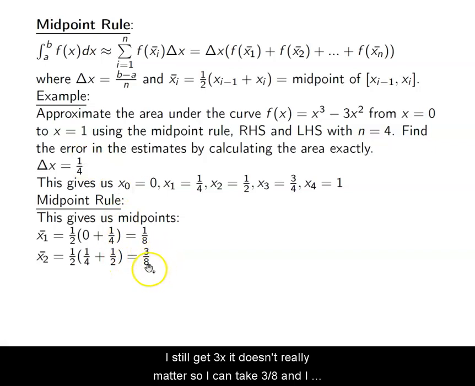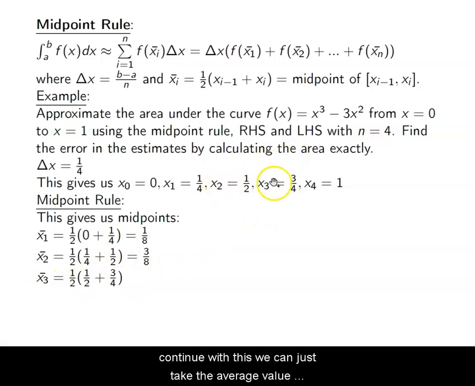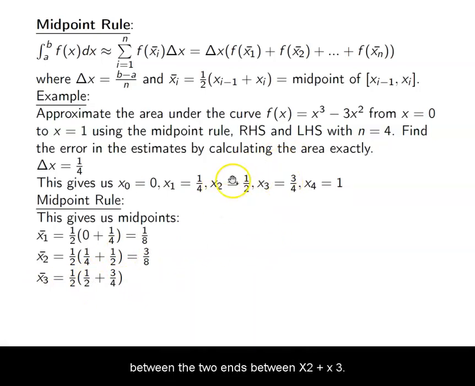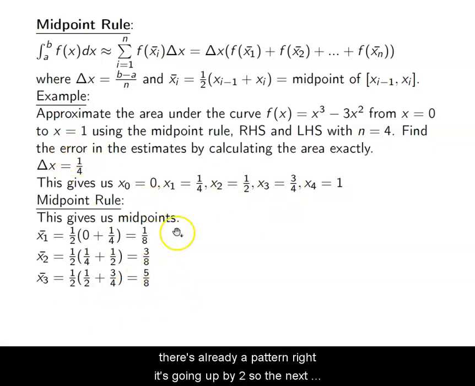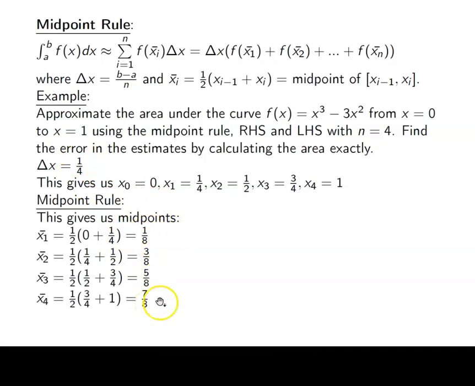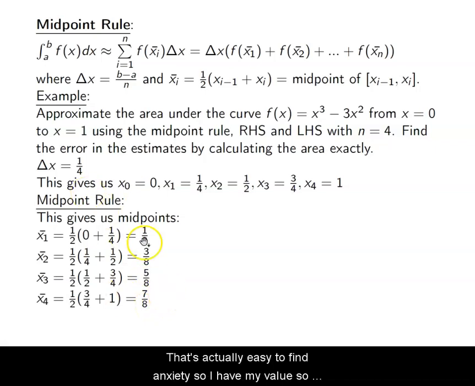It doesn't really matter. So I can take 3/8 and I can add 1/4 to this value to get my next one. Or if we continue with this, we can just take the average value between the 2 ends, between x2 and x3 here, and get 5/8. If I add another 1/4, you can kind of see that there's already a pattern. It's going up by 2, so this next one will be 7/8. So it's actually really easy to find these values. So I have my values.